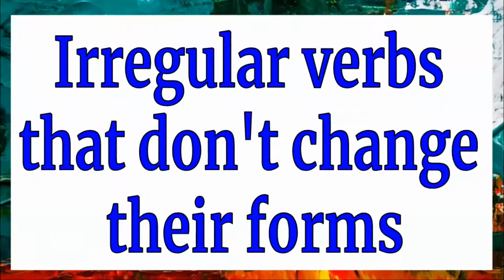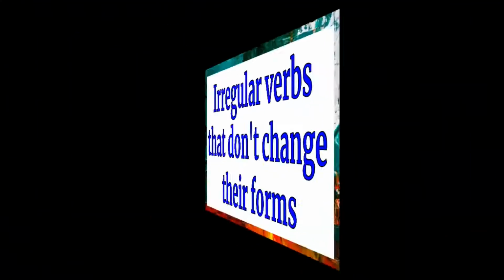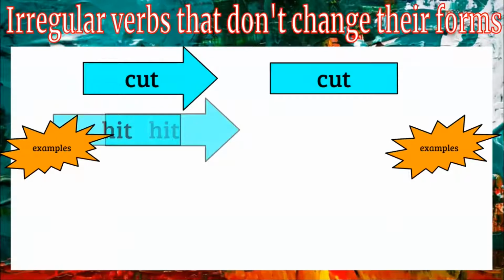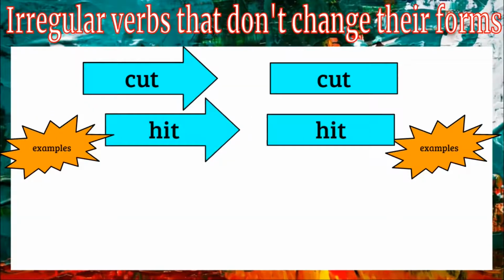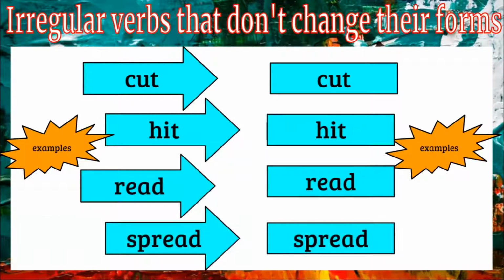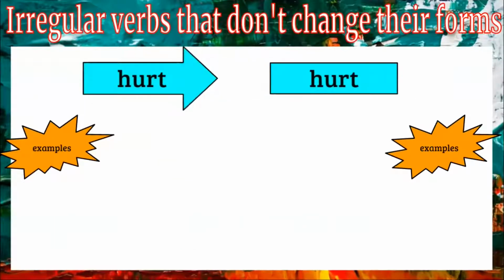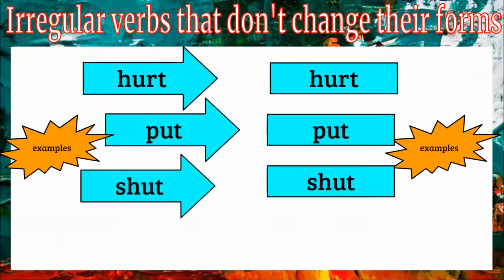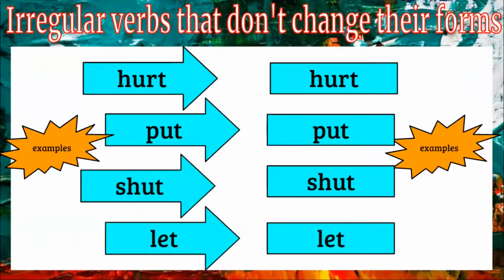Let's find out some irregular verbs that don't change their forms in the past and past participle. Cut, cut. Hit, hit. Read, read. Spread, spread. Hurt, hurt. Put, put. Shut, shut. Let, let.